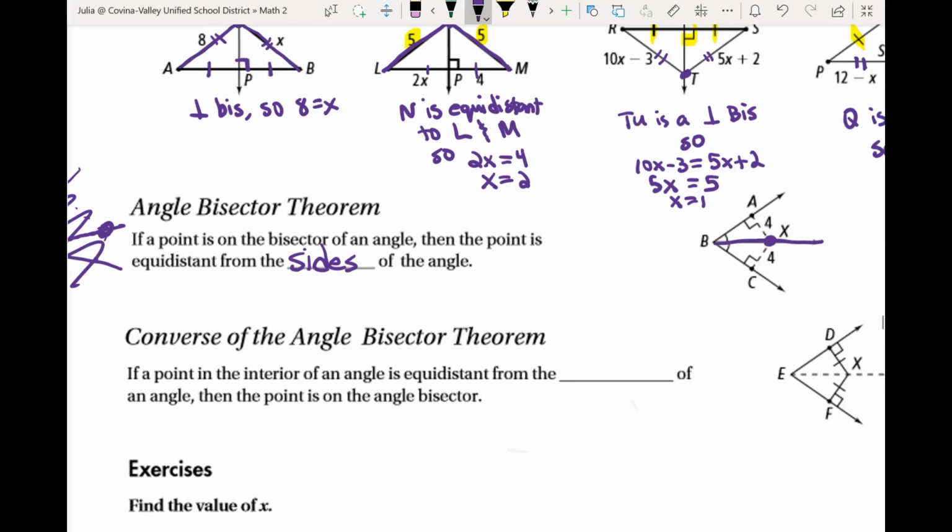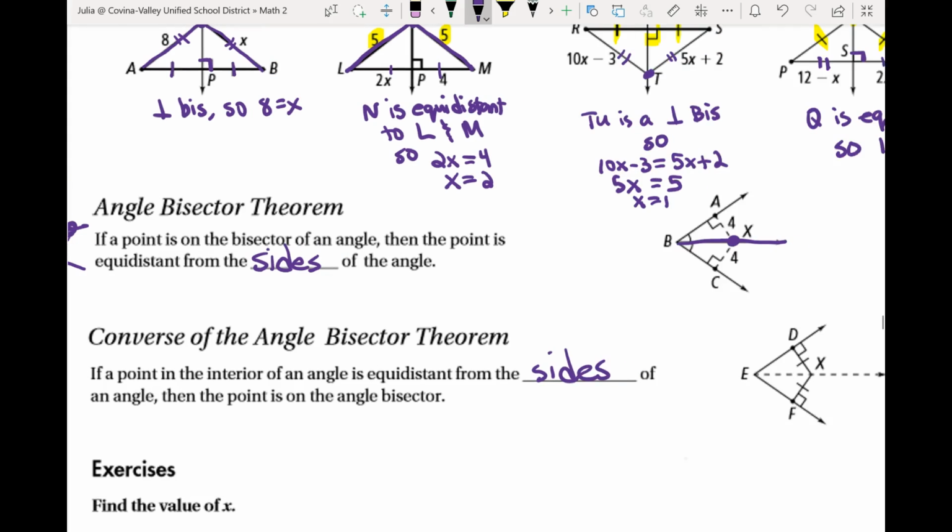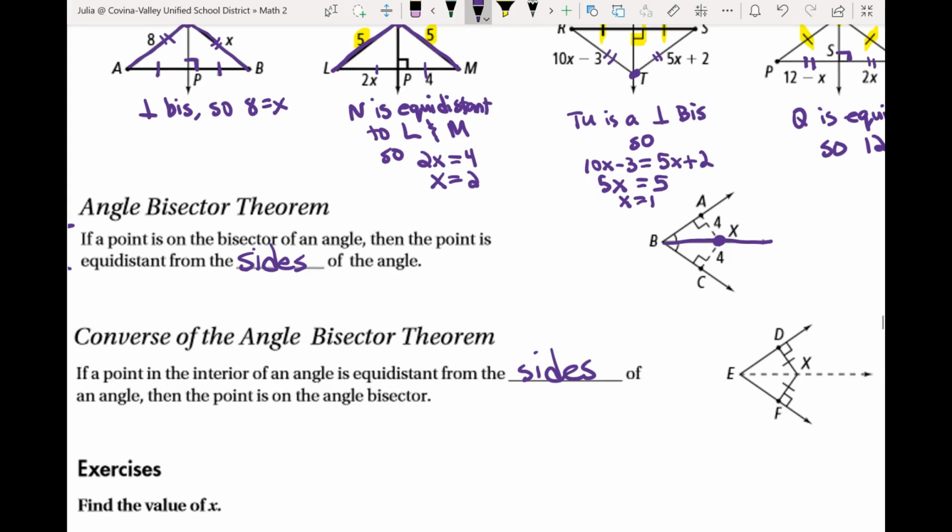All right, so the converse: if a point is equidistant from the sides, then you know it's an angle bisector. So if you already know that the distances are the same, then you're allowed to say, hey, the angle is cut in half.